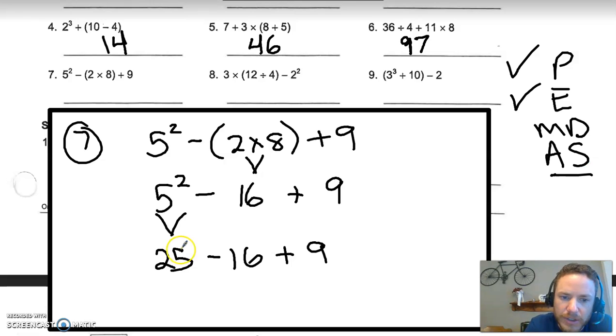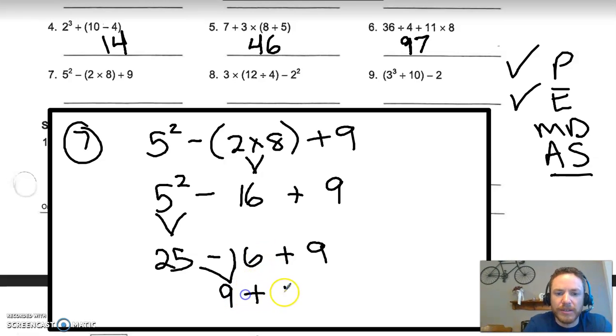So the first thing I do is 25 minus 16. 25 minus 16 is 9. And then I bring down my plus 9. 9 plus 9 is 18.